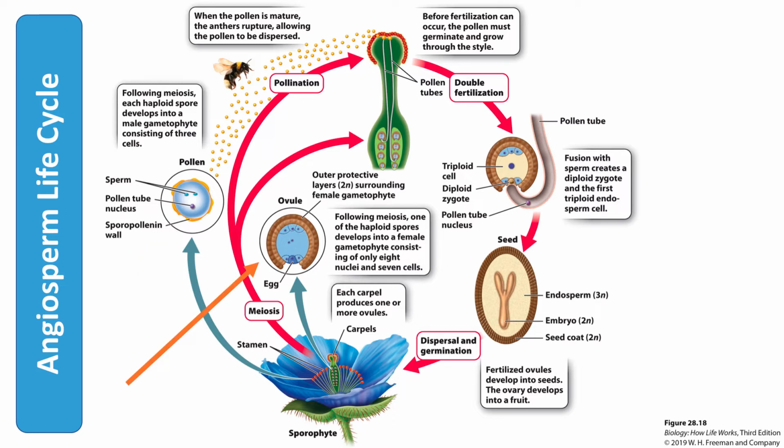In most species, the female gametophyte contains only 8 nuclei, arranged into 6 haploid cells, one of which will develop into the egg, plus a central cell that contains 2 nuclei. The central cell plays an important role in the development of the seed and the support of the embryo, which we'll discuss more in a moment.